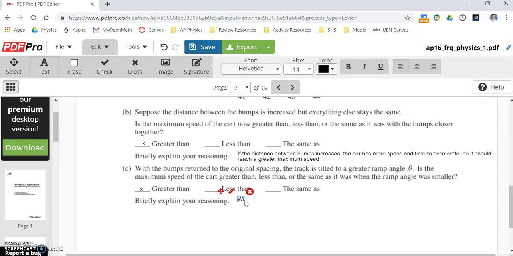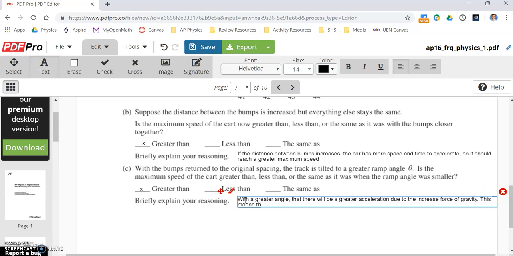So we know with a greater angle that there will be a greater acceleration due to the increased force of gravity. Right? We're feeling more gravity, and we'll talk more about that when we get to forces, with a greater incline angle. This means that the cart should reach a greater maximum speed.